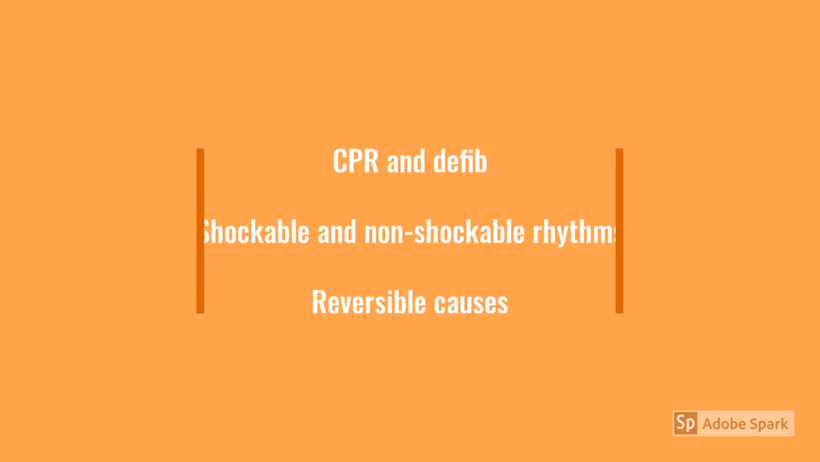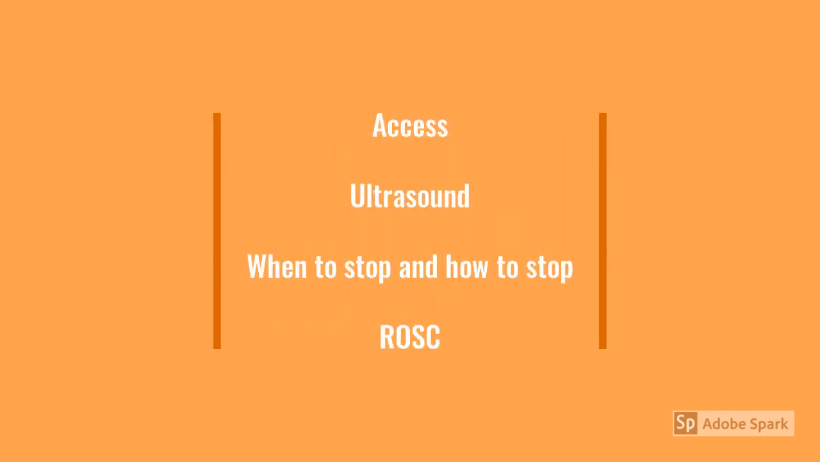We've gone over, we've had a bit of an overview, we've done some CPR and defib, and our thoughts on that. We've talked about shockable and non-shockable rhythms. We've talked about reversible causes with the 4 Hs, 4 Ts. We've had a little bit of a chat about access, ultrasound, when to stop and how to stop, and also what to do and which particular champagne to buy when you get a return of spontaneous circulation. And I would recommend a rosé champagne.